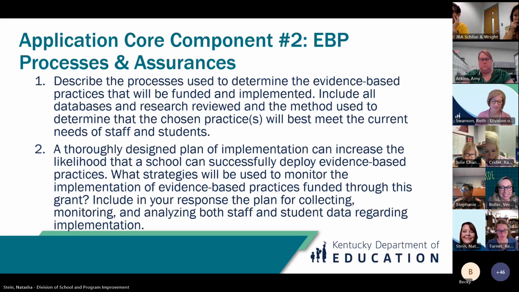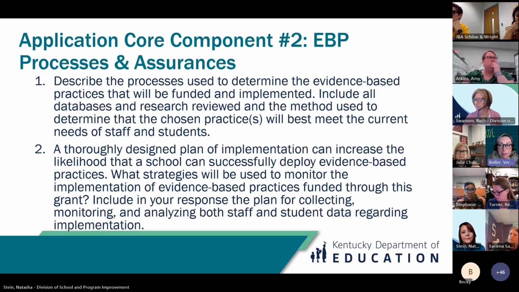All right. Another important component of the application is core component number 2, which asks for elaboration on the school's processes and some assurances. As you all have heard a few times now, the funding for this grant must be backed by evidence-based practices. So it's really important to take a deep look into those improvement priorities for your school that you got from your 2-day review, and research amongst the many practices to choose the one that will truly benefit your school the most. And of course, this is not only because you want these funds to lead to continuous school improvement, but because you're also required to document this process in the application.